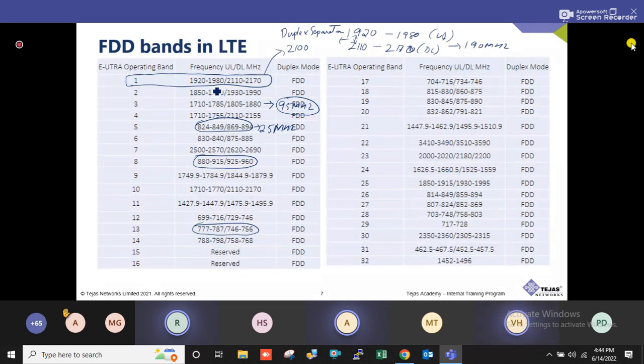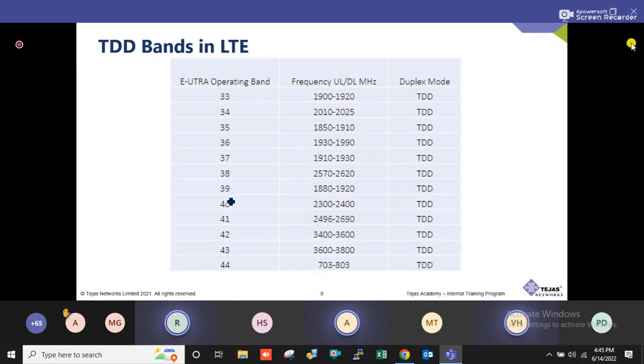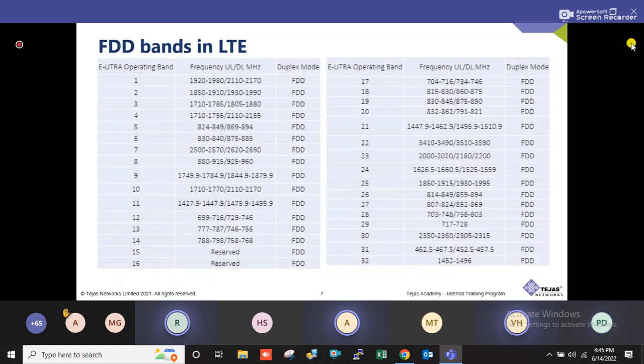So in TDD, we see a lot of deployments taking place in band number 40. Vignesh, can you please go back to the previous slide? Yes, sir. Tell me. This is the full band. Suppose there are two operators, voice operators. Then they will be given separate frequencies, suppose 920 to 925, like that.